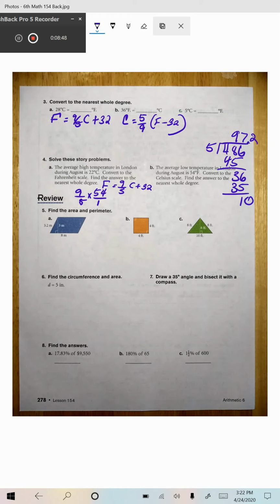Let's see here. Did I add 32 and 22 correctly and get 54? I think so. 54. Oh. Yeah, I did that right. 54. And then it's times 9/5. So 54 times 9. 46.